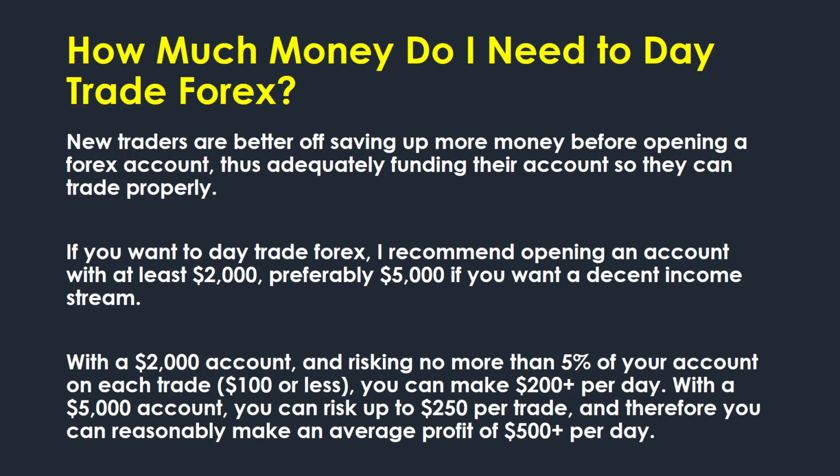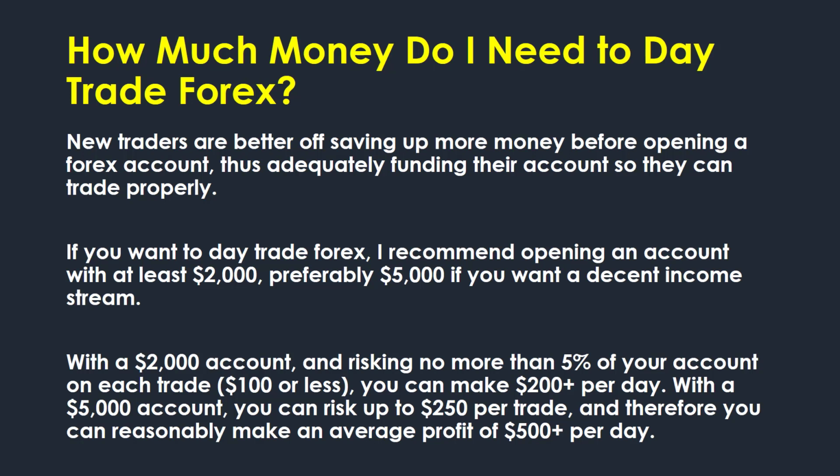So here's why. With a $2,000 account and risking no more than 5% of your account on each trade, that means you are only risking $100 or less on each trade. Okay, 5% of $2,000 is $100. So you can make $200 plus per day if you have a strategy with an edge that makes you win twice as much as what you are willing to risk.